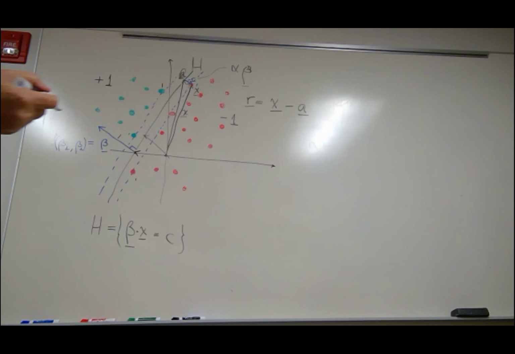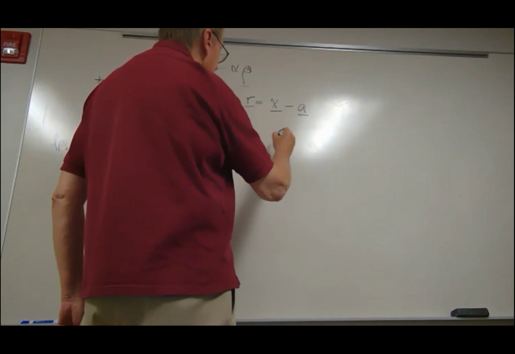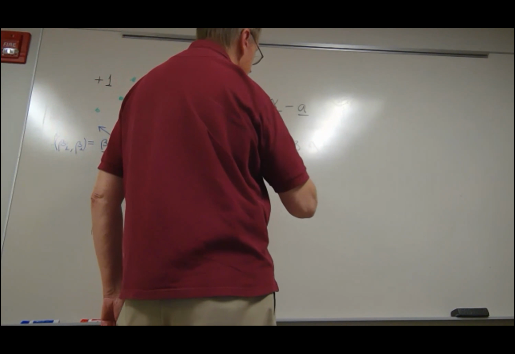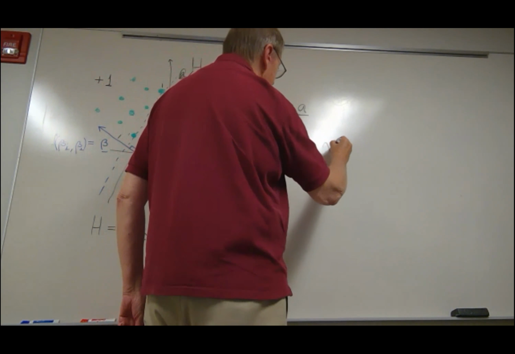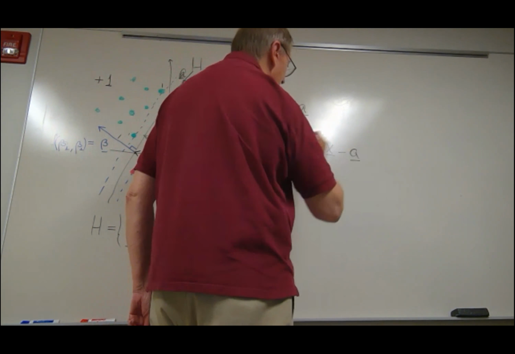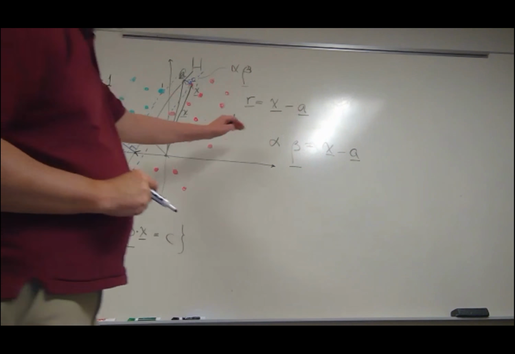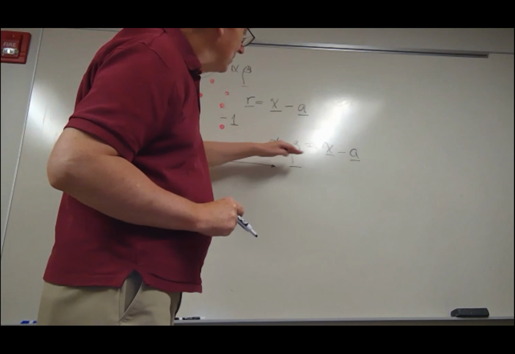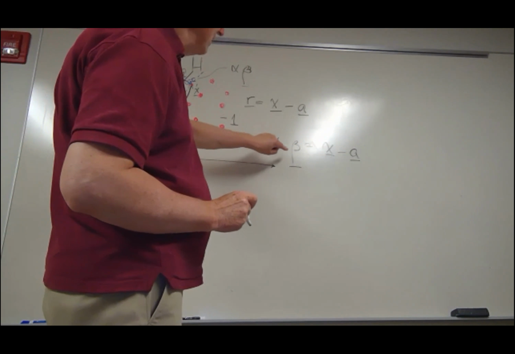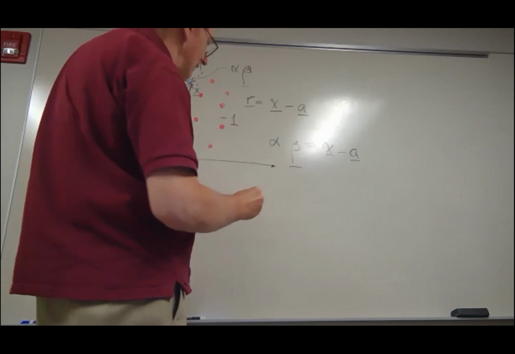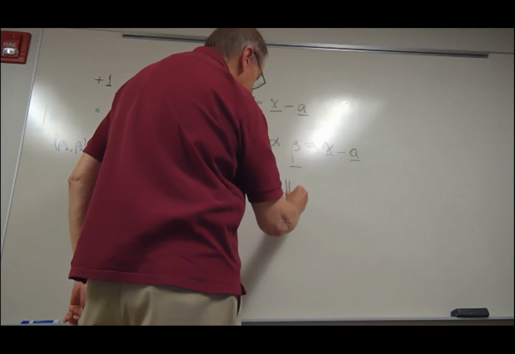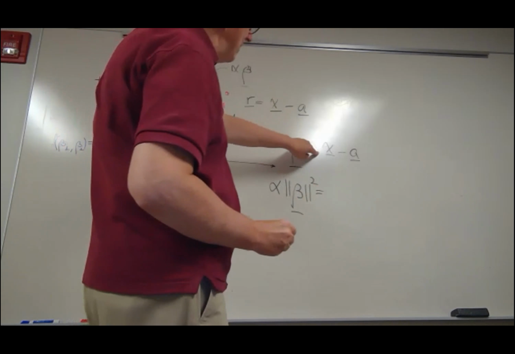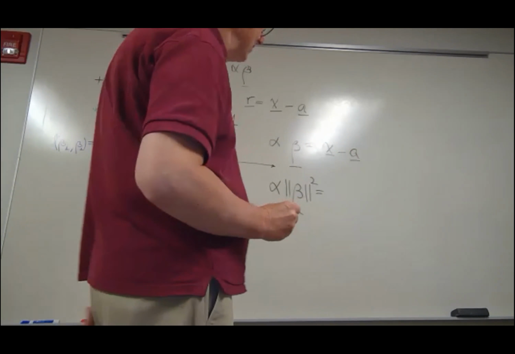So what can we say then? Well, we can look at alpha. So R was alpha times beta. Alpha times beta is then equal to X minus A. So we now take the dot product of this equation with beta. Well, I get alpha times beta dot product with itself. That's the norm of beta squared, which is equal to beta dot x minus beta dot a.